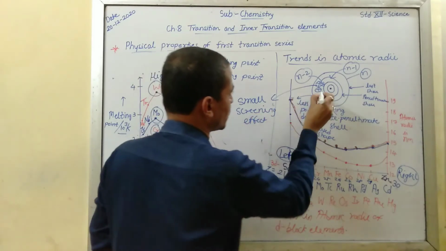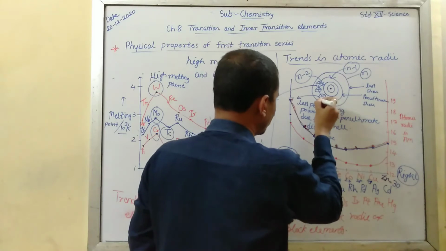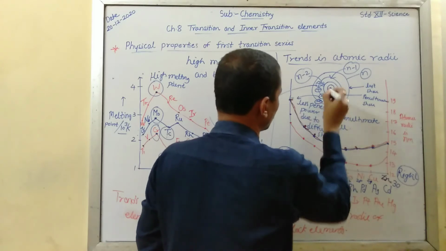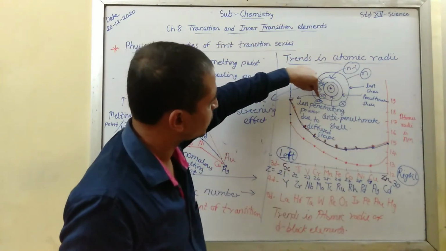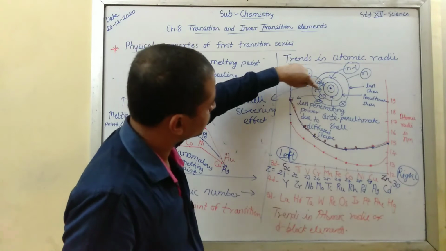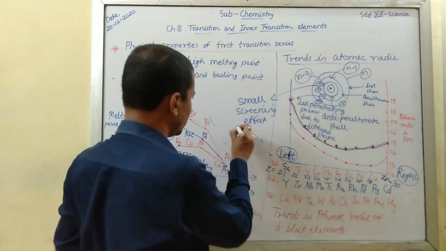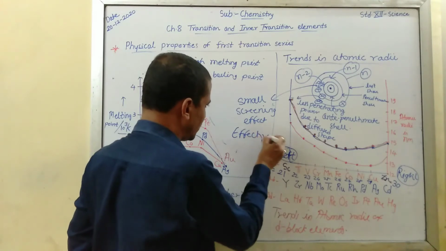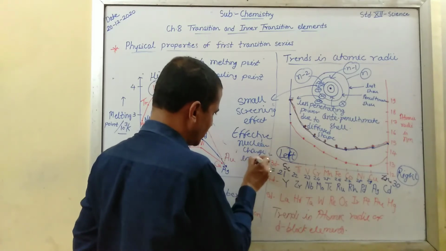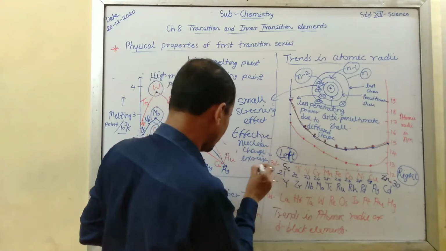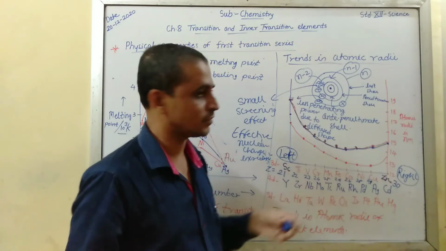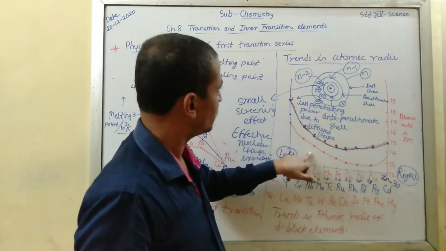So these d electrons cannot protect the electron present in the outermost shell from going towards the nucleus. They cannot shield or screen these last electrons from the nucleus, and therefore the effective nuclear charge increases, and due to this the size goes on decreasing. This is the reason behind that.